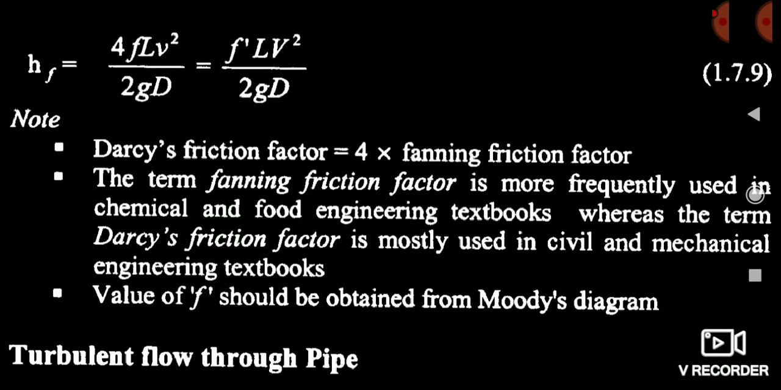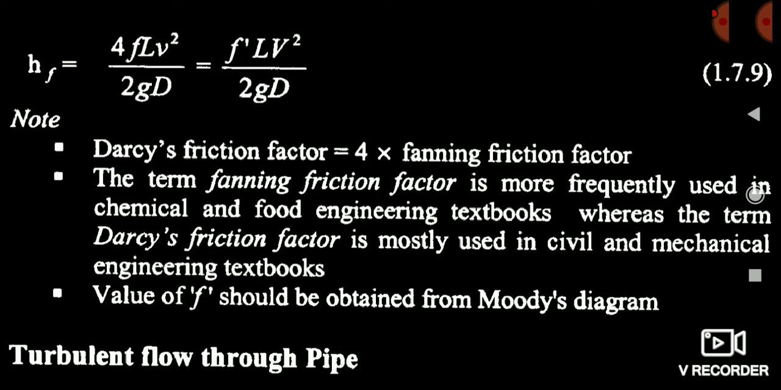Hence, whenever the flow takes place between the pipes, there is some head loss due to friction. That head loss is equal to 4fLv² by 2gD, where f is the Fanning friction factor. Here you can see that I have written the formula in two ways: 4fLv² by 2gD is equal to f'Lv² by 2gD.